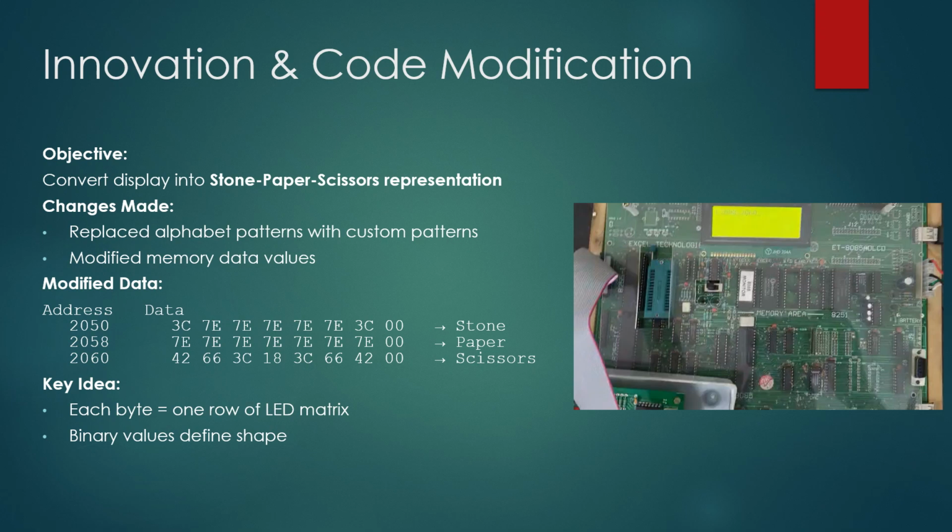Each byte is one row of the LED matrix, and binary values define the shape. As you can see, at 2050 we have 3C 70 70 70 70 3C 00. That would indicate a stone. The 3C at the start and end are hexadecimal characters. Let me show you the code that I wrote on it.